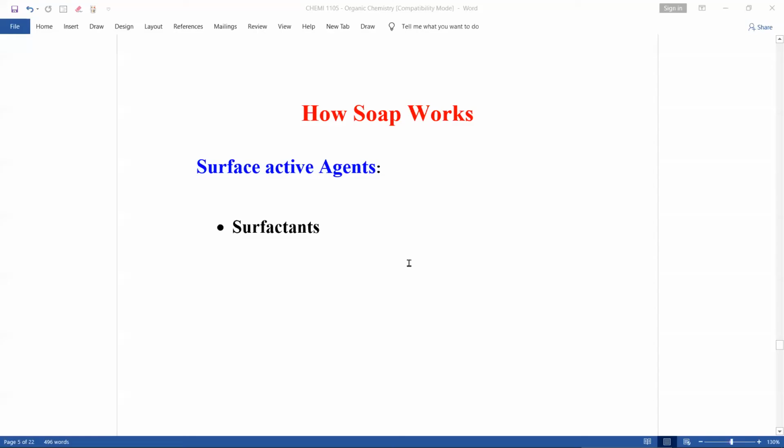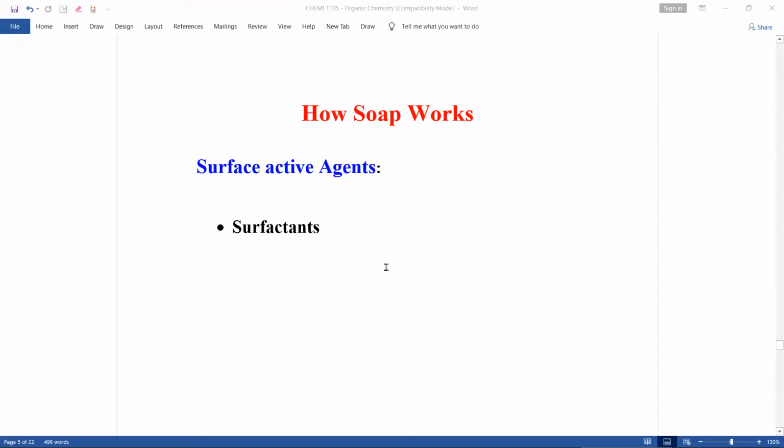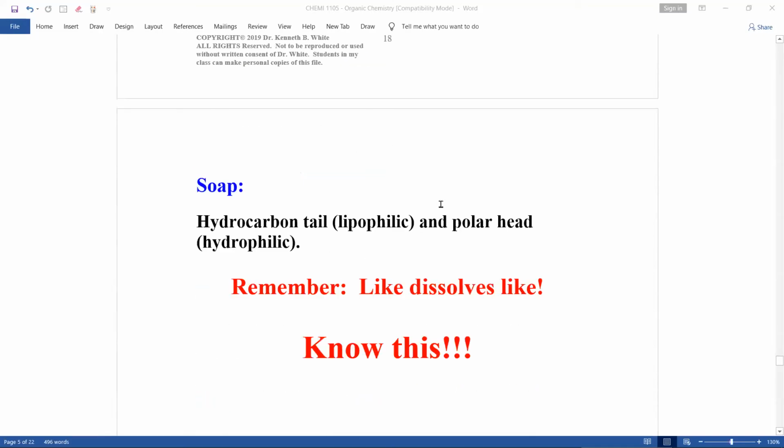Now, it turns out there are special types of organic chemicals called surface active agents. And surface active agents, organic chemists are lazy, so we just shortened it to surfactants. And these are molecules that interact at different surfaces, like between dirt and your hand, between dirt and water, and what interacts is called the surfactant. And soap is a surfactant. There are many different types of surfactants.